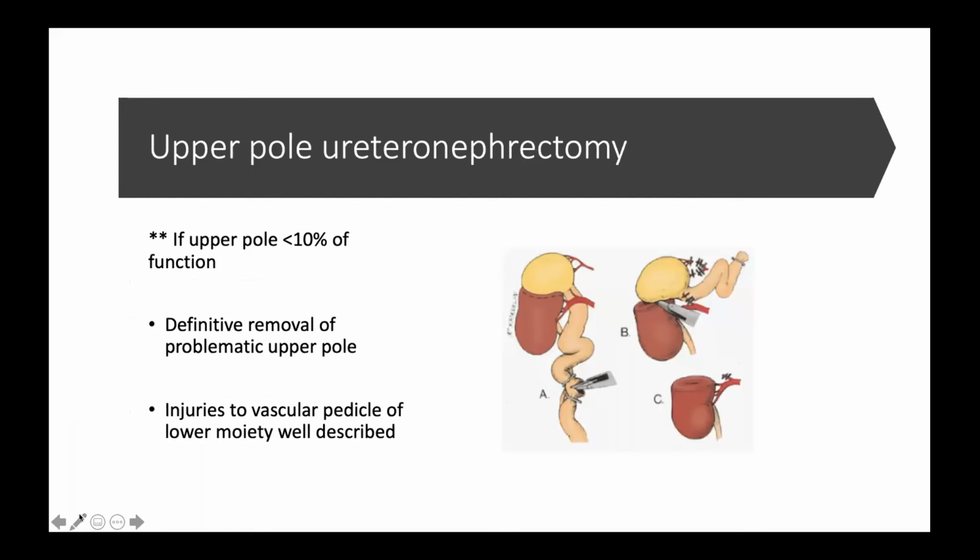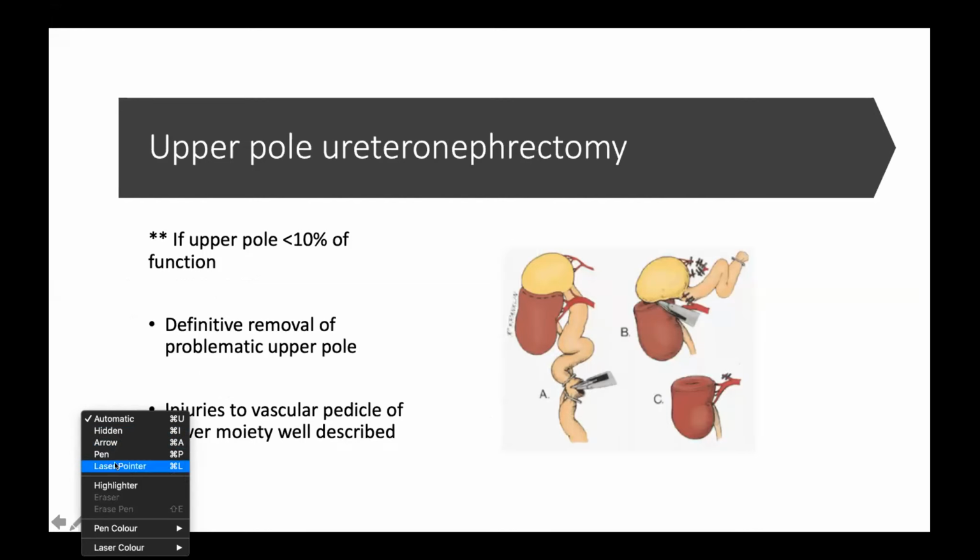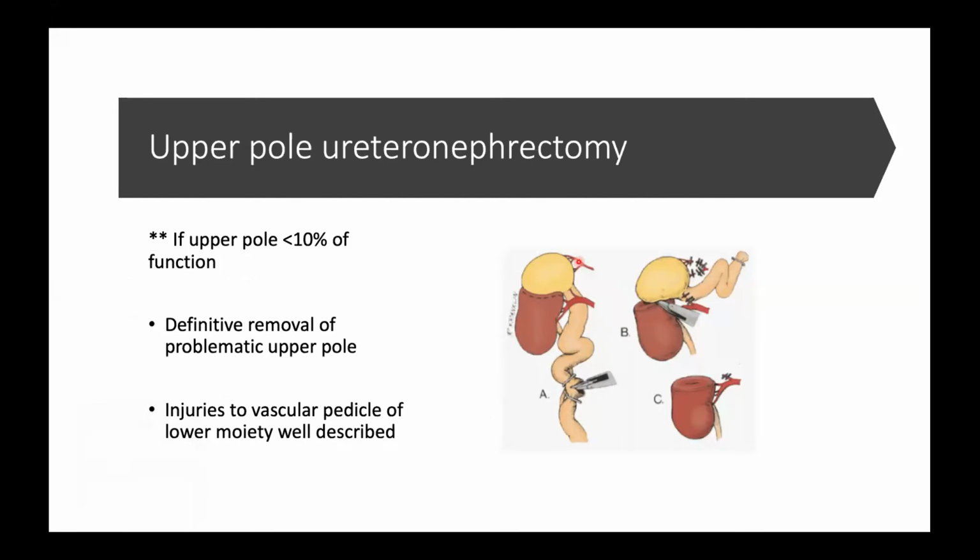Upper pole ureteronephrectomy. This is really only indicated in children where the upper pole is causing problems with very little benefit. So this is a pole that is perhaps very dilated. It might even be causing compression of the lower pole and mass effect on the lower pole. Once again, recurrent UTIs, and also even girls who are perhaps incontinent from their ectopic ureter.